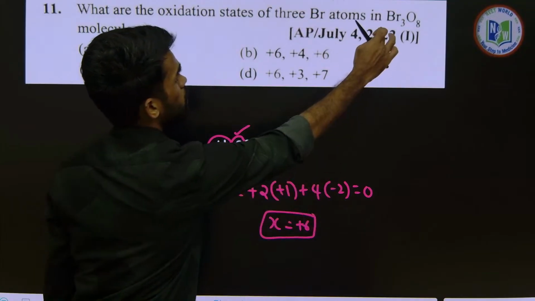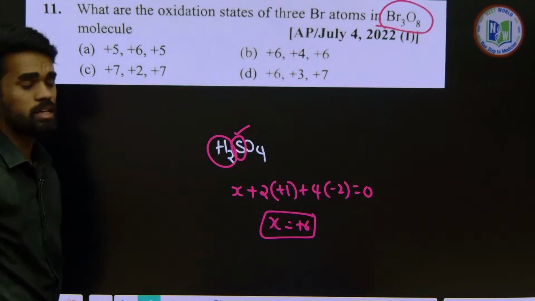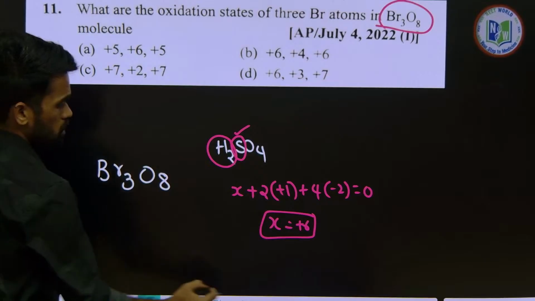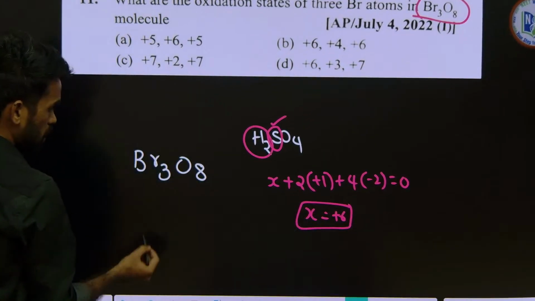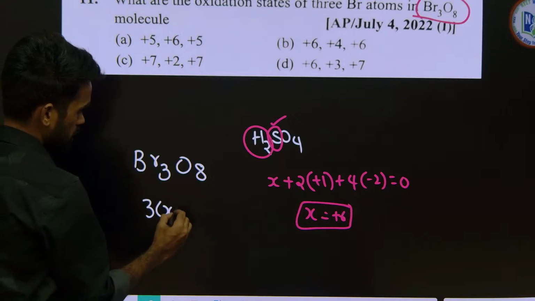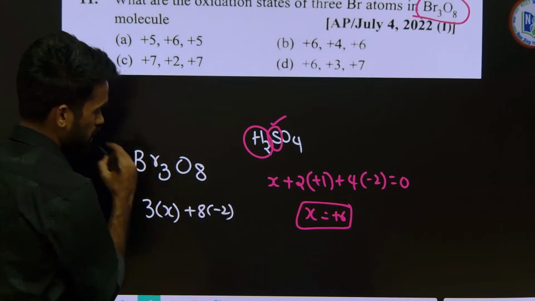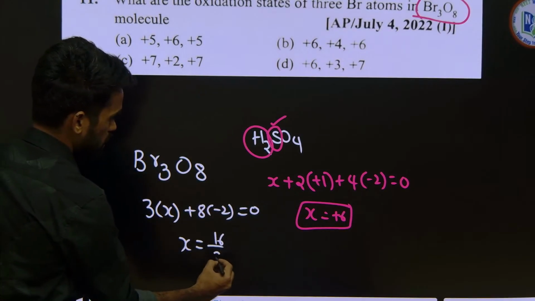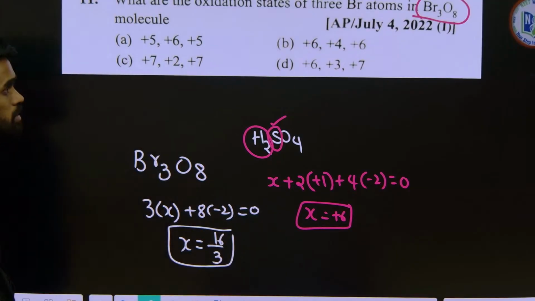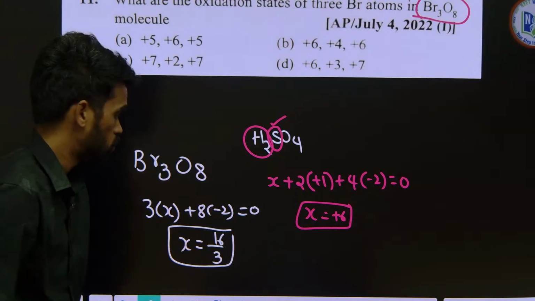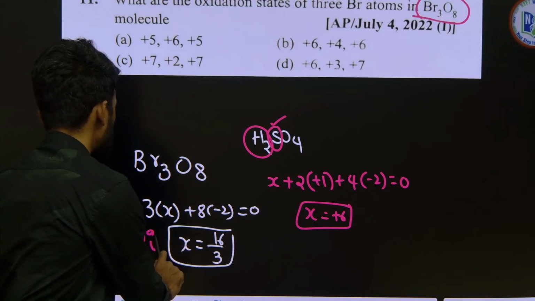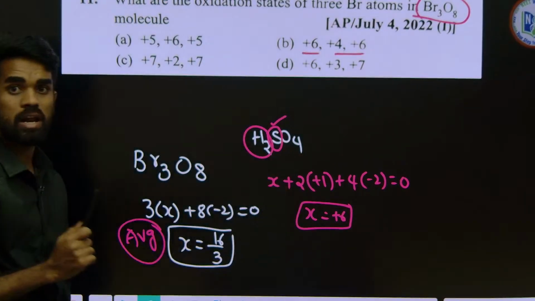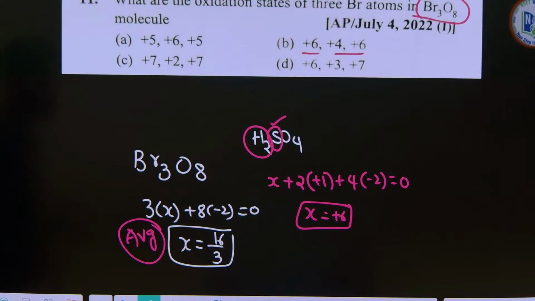In the same way, you need to calculate for bromine here, in Br3O8. So what will be the oxidation state? If you do this, you will get 3x plus 8 times -2 for each oxygen is equal to 0. Then x will be 16 by 3, but there is no such option as 16 by 3. It means, are we doing it wrong? No, this is the average oxidation state, but these options are individual oxidation states.